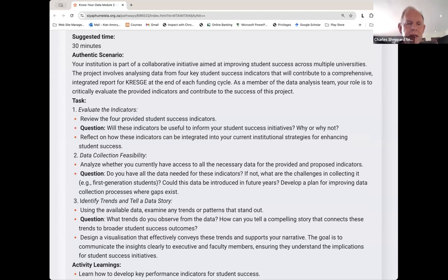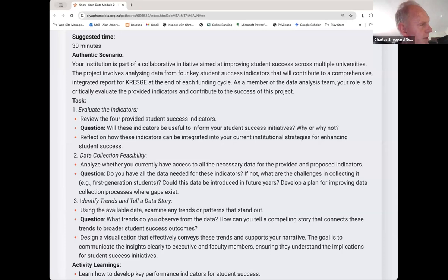Develop a plan for improving data collection processes where gaps exist. And then identify trends and tell a data story. Using the available data, examine any trends or patterns that stand out. What trends do you observe from the data?